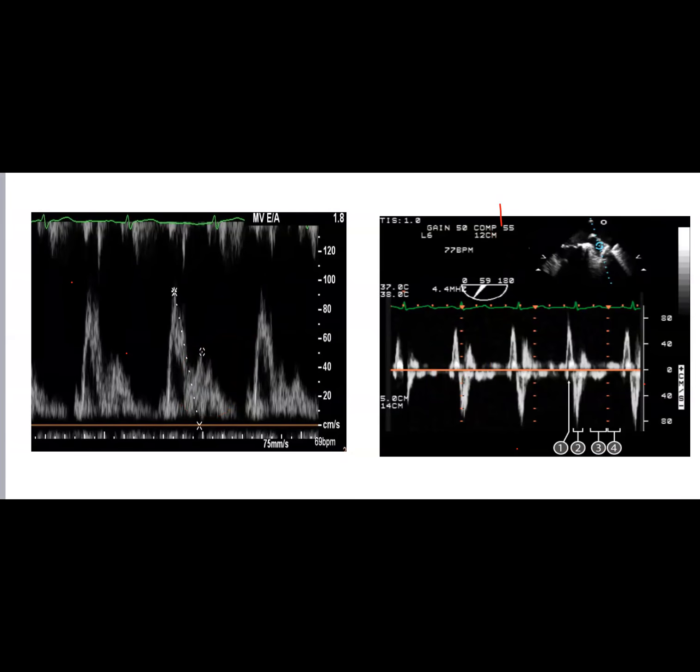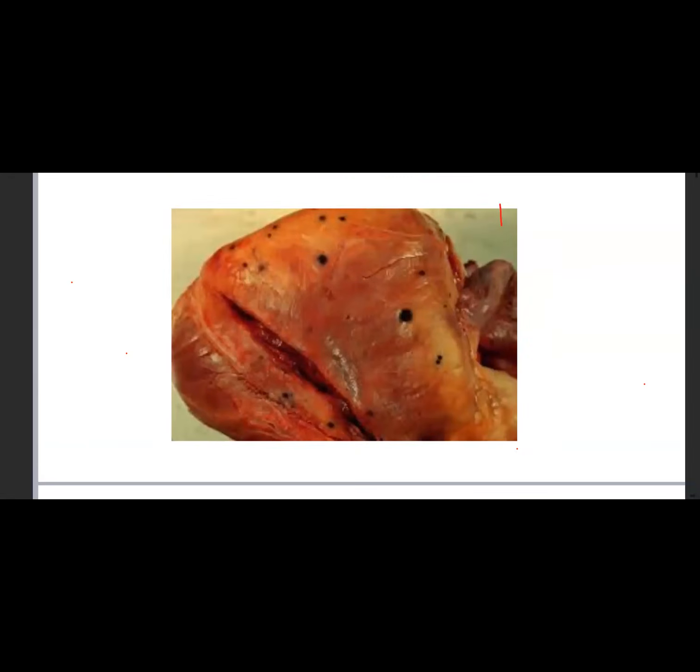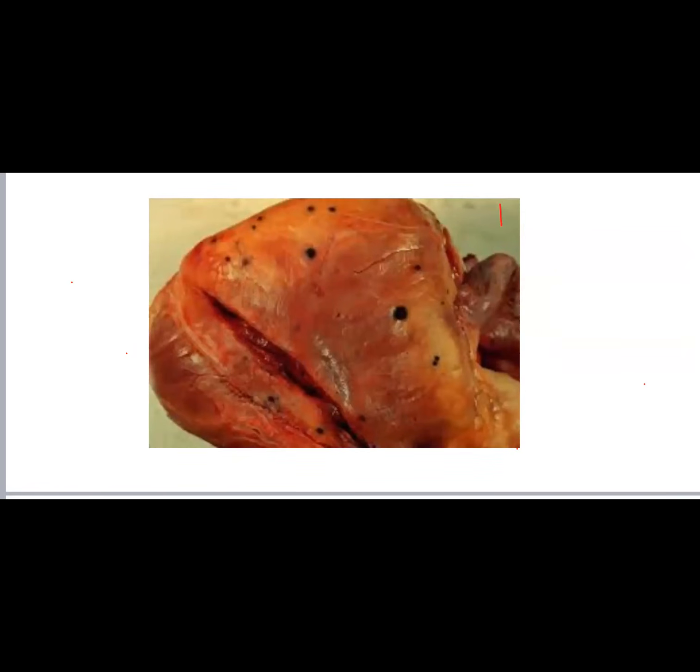Okay. Right. Now go here. What is this? This is the surface of the heart, and we have some black spots. Angiosarcoma. Another guess? Melanoma. Yes. Thank you so much.